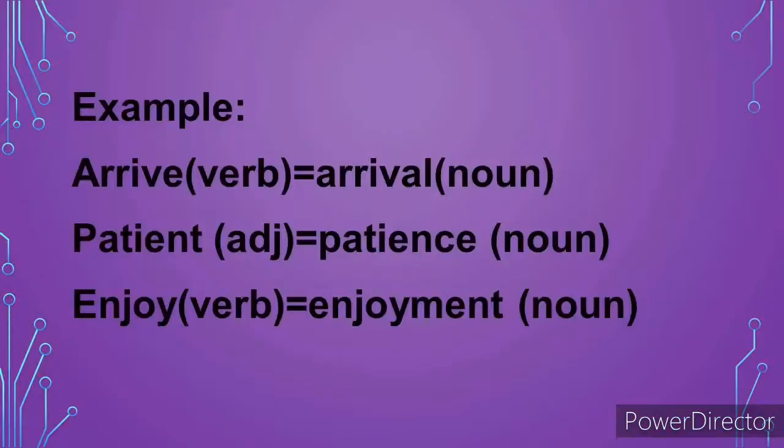Now, some example you would want to take from there is arrive. It's a verb, and when we add AL to it, we have arrival, which has been made a noun. We also have patient, which is an adjective. When you change the T to CE, you simply have patience, and that is a noun. Then enjoy, add MENT, you have enjoyment.